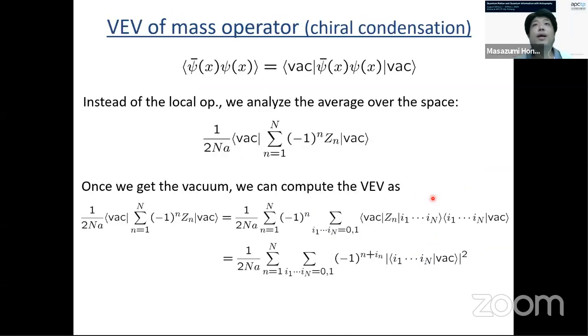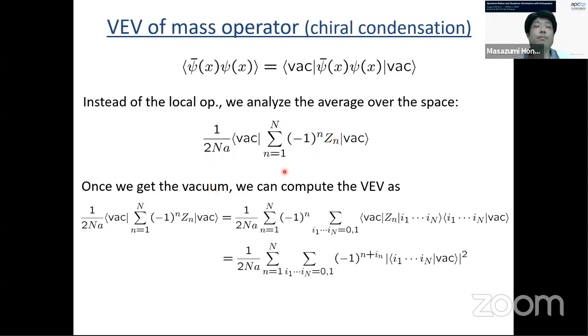And next, I'd like to compute the vacuum expectation value of the mass operator. So this is a more physical problem. We can consider the chiral condensation. So we are interested in the vacuum expectation value of the mass operator, psi bar psi. This is a local operator, but by translational invariance, it is constant. The final answer should be constant. So instead of the local operator, we analyze the average over the space.